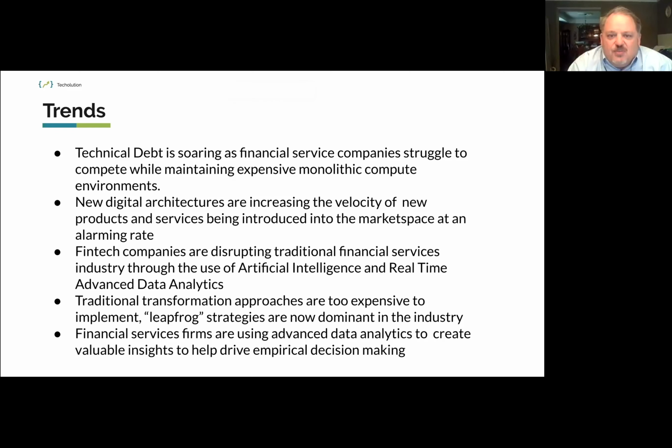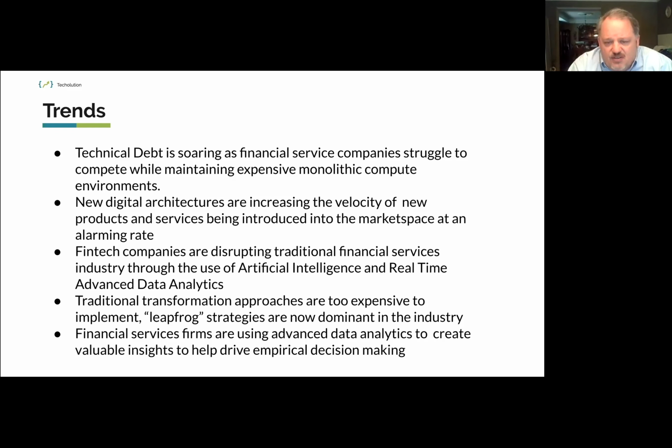And what they're doing is they're bringing products and services to the financial services industry at a high velocity pace, at a pace much faster than traditional financial services organizations can handle. These fintechs are bringing in artificial intelligence, they're bringing in real-time data analytics, and they're forcing the financial services companies to make some major changes in their technology infrastructures.